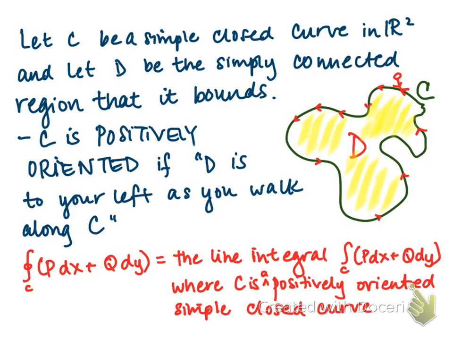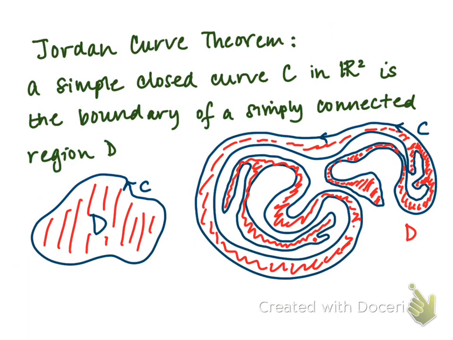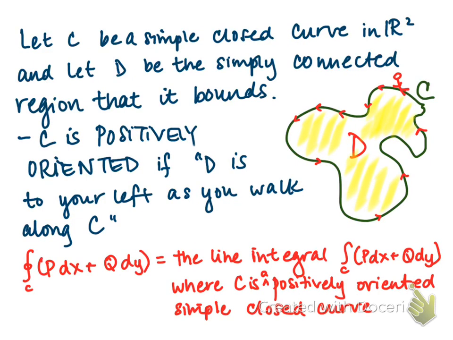Okay, so now that we've got all of these preliminaries out of the way, we've defined simple, we've defined closed, we've talked about the inside and the outside of a bounded region, and we've talked about positive orientation. We are ready to state Green's theorem. Okay, Green's theorem.